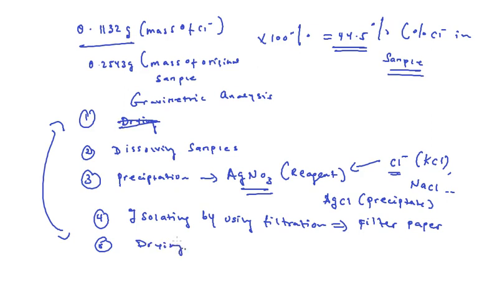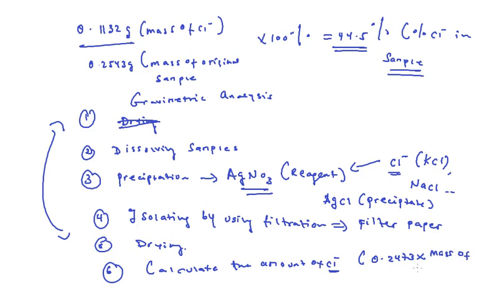So we're going to put drying here. And finally, we're going to calculate the amount of chloride first. Calculate the amount of chloride ion in the sample by using a gravimetric factor, which is 0.2473 times the mass of silver chloride. This number never changes. This is called a gravimetric factor, GF.